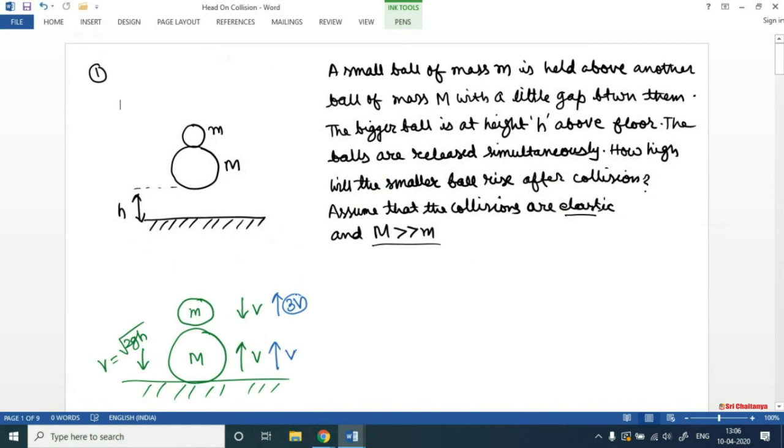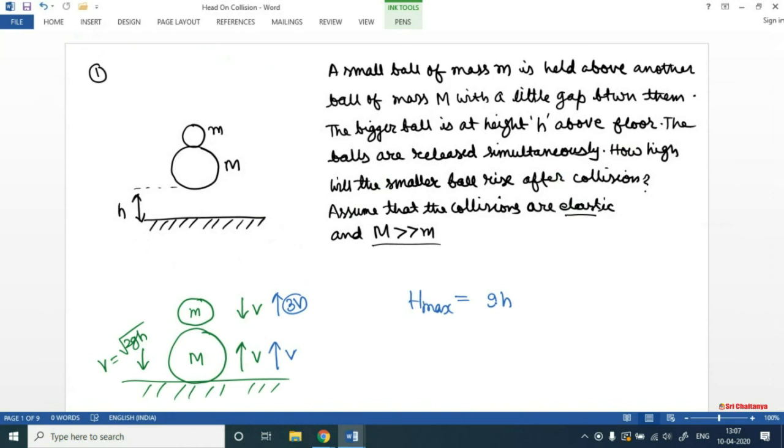So the final velocity is 3v. The maximum height reached would be directly proportional to v square. So the maximum height reached by the smaller ball will be 9h, 9 times the initial height from which it has been dropped.